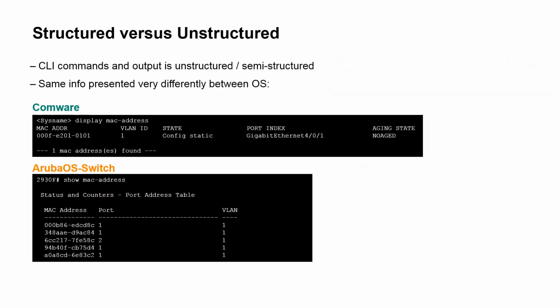If you ask for something like on the screen here, I've asked for the MAC table off of a device, you don't just get the MAC table back off of the device, you get lots of other information as well, which makes it easier to read for humans. What I've got here is Comware and an Aruba OS switch. So I've issued essentially the same command, display MAC address and show MAC address, okay?